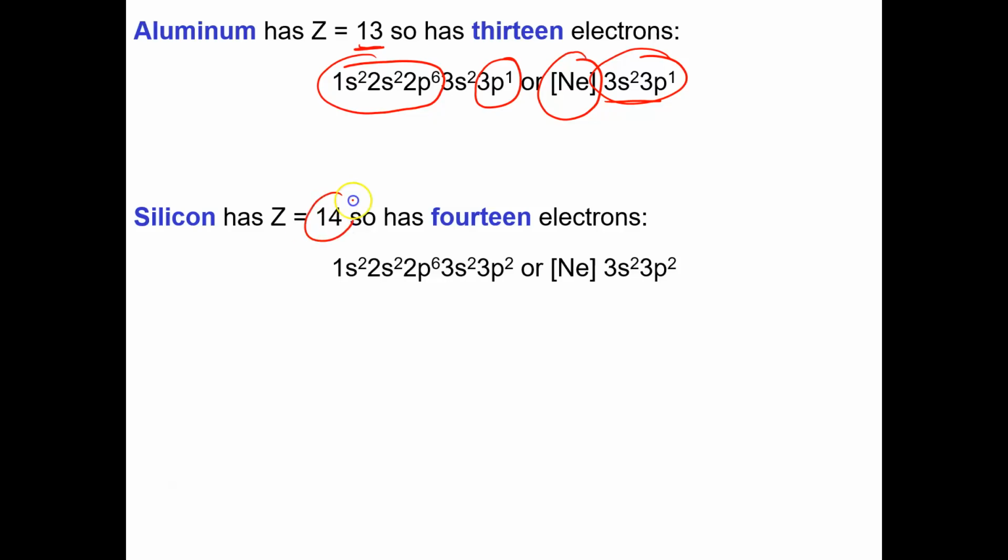Silicon is element number 14, so for that reason it has 14 electrons. We're going to add the 14th electron to the 3p subshell. Remember, we can put up to 6 electrons into the 3p subshell. And we can also abbreviate the electron configuration by replacing the core electrons with the symbol of the preceding noble gas, which is neon, in square brackets, and then following that up with the valence electrons. So silicon there with 4 valence electrons.